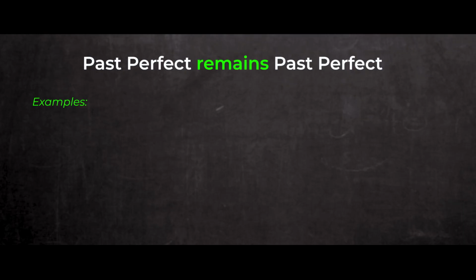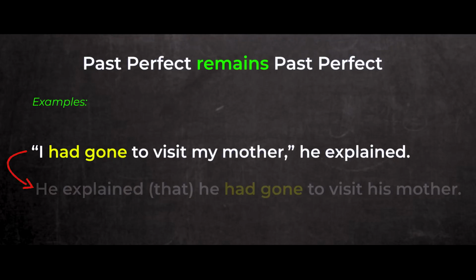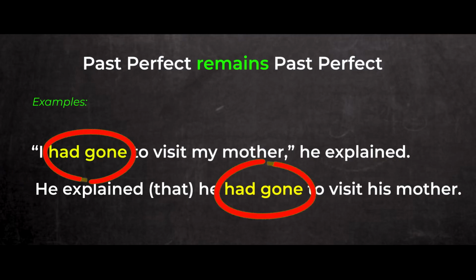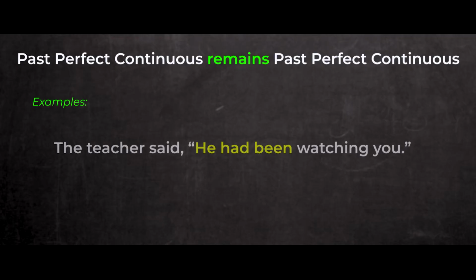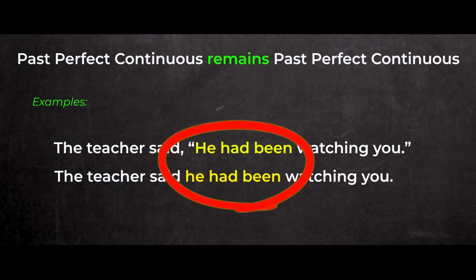Okay? Example, I'd gone to visit my mother, he said. Had gone to is a past perfect. And when you change this into reported speech, the rule says it remains same. He explained that he had gone to visit his mother. So had gone does not change. Okay? Similarly, past perfect continuous remains same. For example, the teacher said he had been watching you. Teacher said that he had been watching you. So it does not change in reported speech.